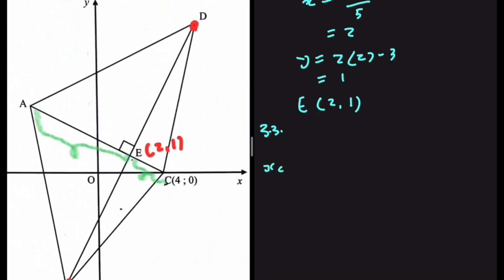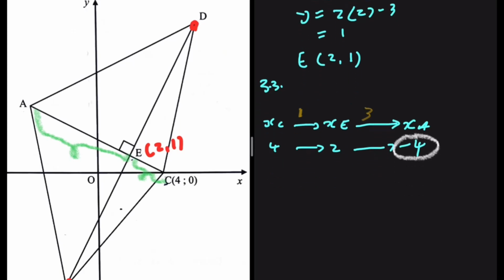X of C is 4 and X of E is how much? It is 2. What will be x of A? From x of C to x of E, we moved 2 units to the left. Our ratio is 1:3. If we move 2 units to the left, then from x of E to x of A, we need to move 2 units to the left multiplied by 3. So we have 2 minus 6, which is minus 4. So that is how we can find the x value of A.